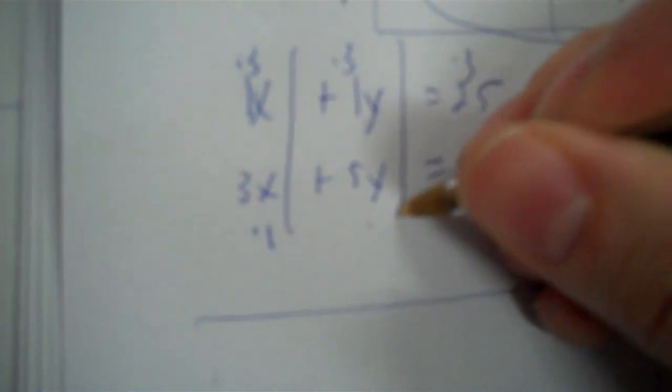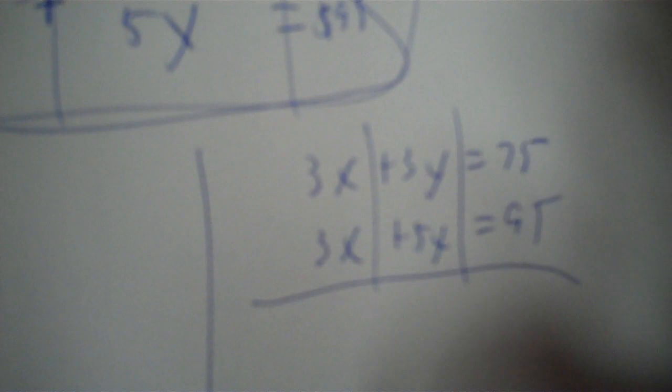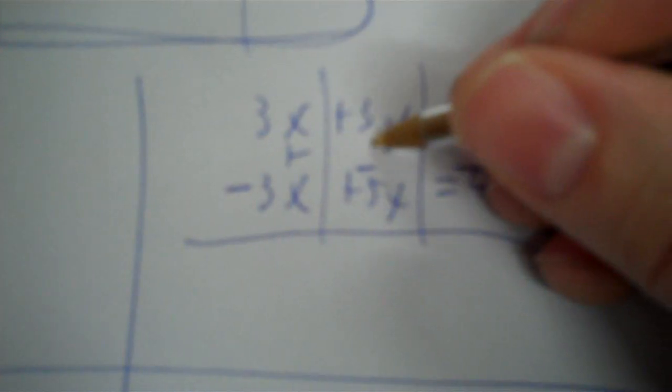So I would multiply by 3 and by 1. So 3x plus 3y equals 75, and 3x plus 5y equals 95. Okay, negative, negative, negative, and you're adding. So this gives you 0x, which takes that out. This is negative 2y, and this is negative 20. Then I divide by negative 2 and I get 10. So y equals 10. So we know that we have 10 large cards.